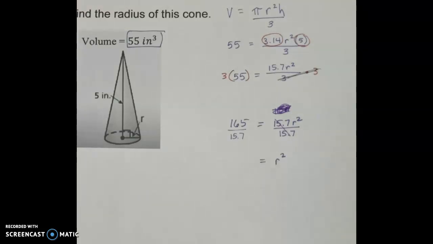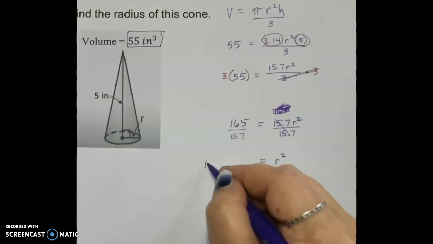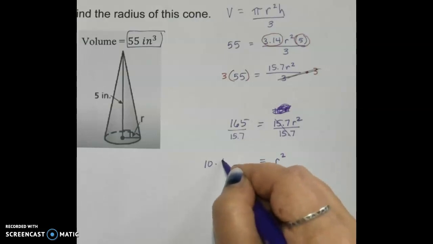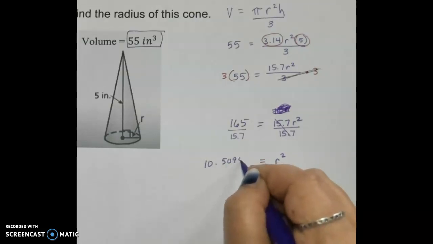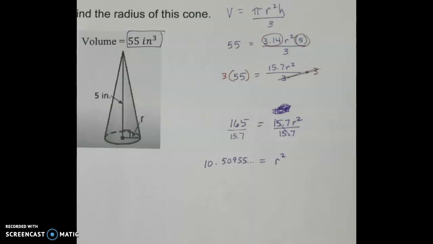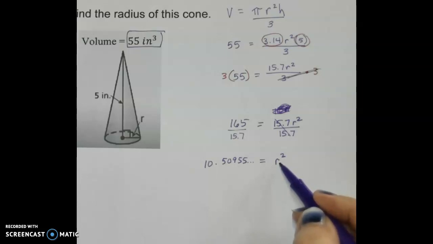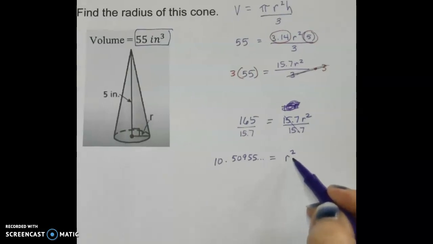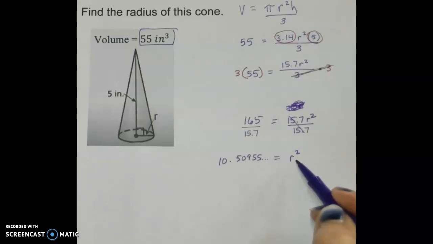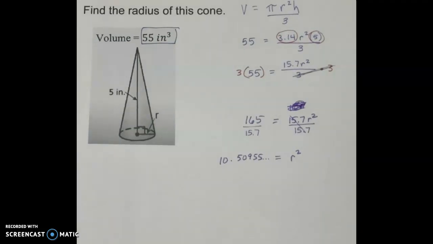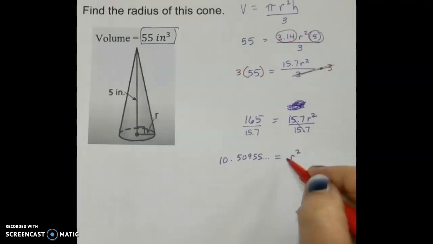Now, 165 divided by 15.7 gives me approximately 10.50955. Actually, that keeps going, but I'm going to end it right there. And again, here we want to know what the radius is, but what we have is r squared. So we're going to need to square root both sides of our equation.